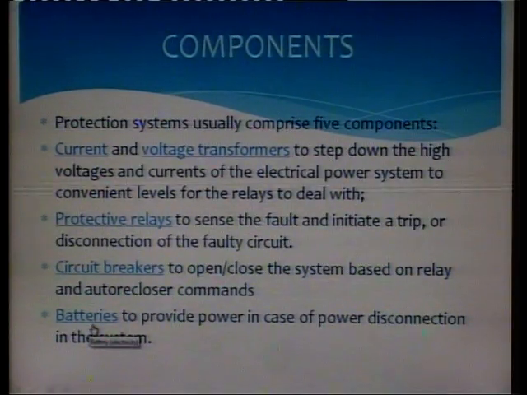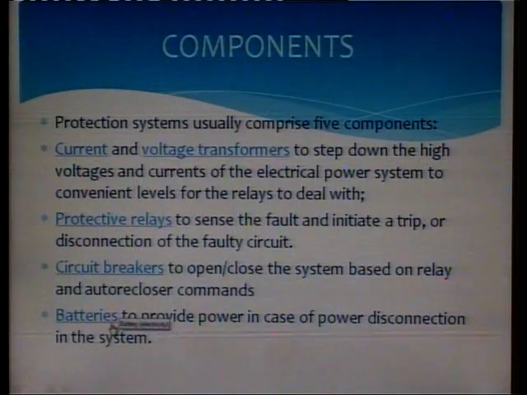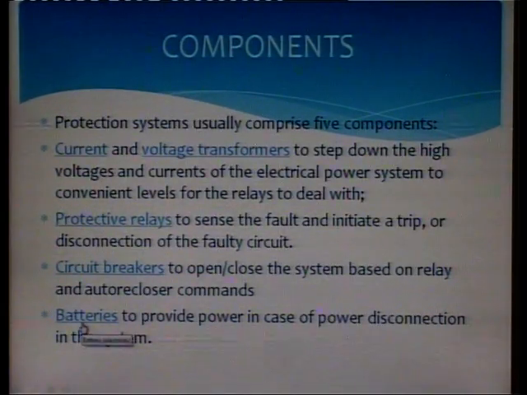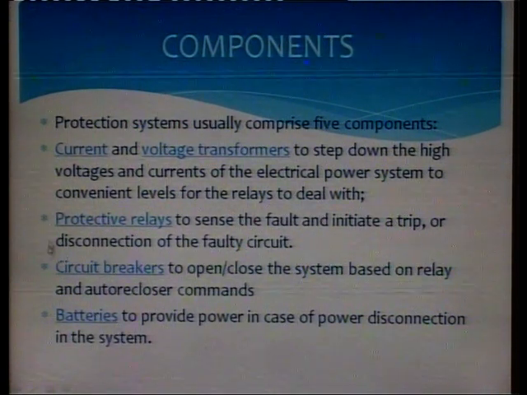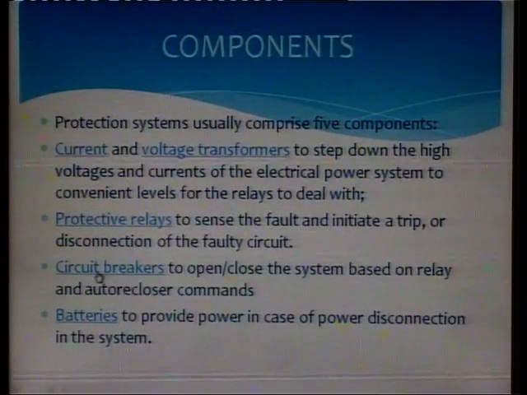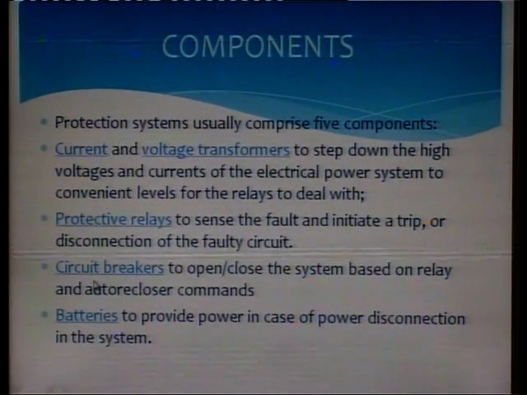So, next is the batteries. Batteries are used to provide power in case of power disconnection in the system. Mainly, the relays require the DC supply. That is why the batteries are required, and they are considered a main component, because if batteries are not available, then the relay will not operate, and so the fault will remain continuous. This will lead to a major loss in the power system.